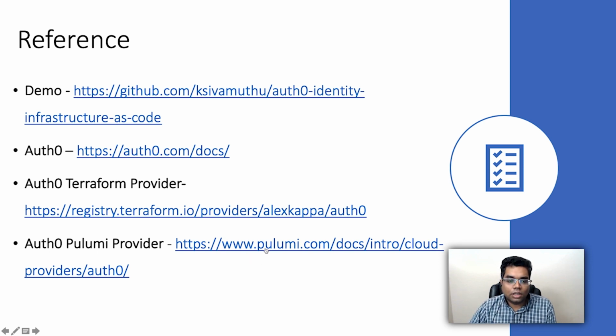So the next steps would be you can go and try the different infrastructure as code options and understand how it works, and how it creates Auth0 entities using the Management API.